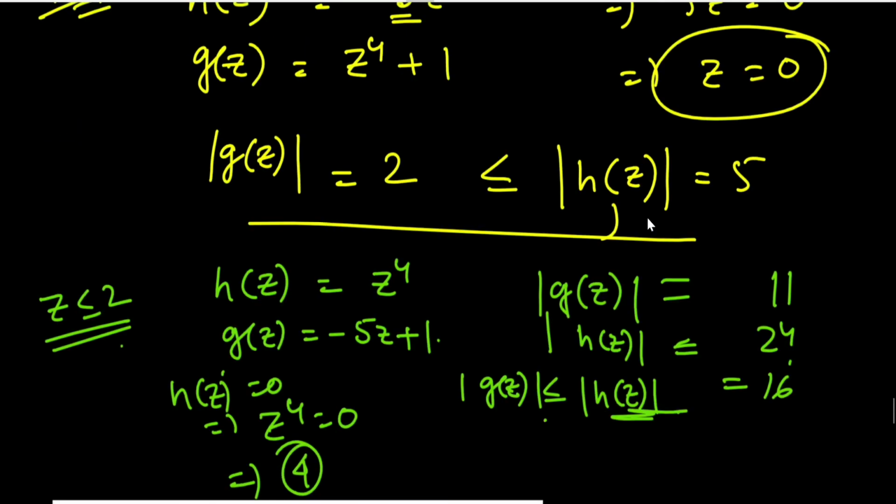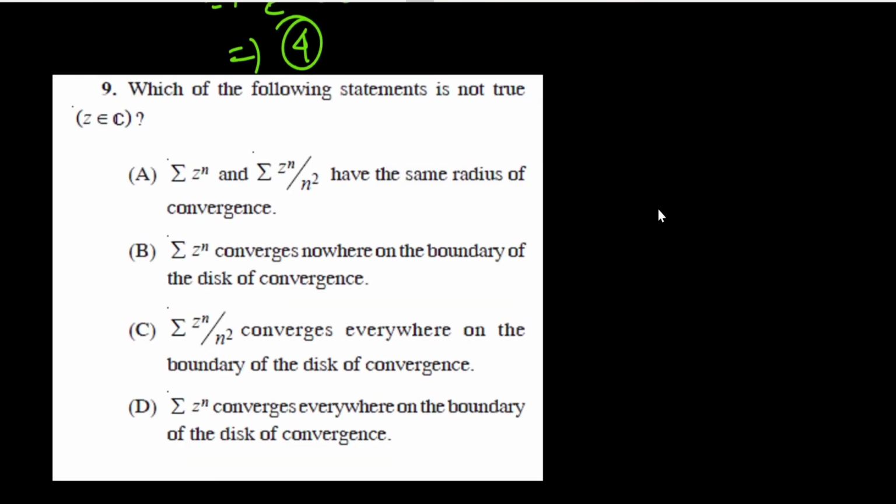Now we go to the next question, question number 9, which also comes from complex analysis. Question number 9 says: for the series summation z to the power n, which of the following statements is not true? This word "not" is very important, because in the examination we forget this term. Option A says that sum z to the power n and sum z to the power n by n square have the same radius of convergence.